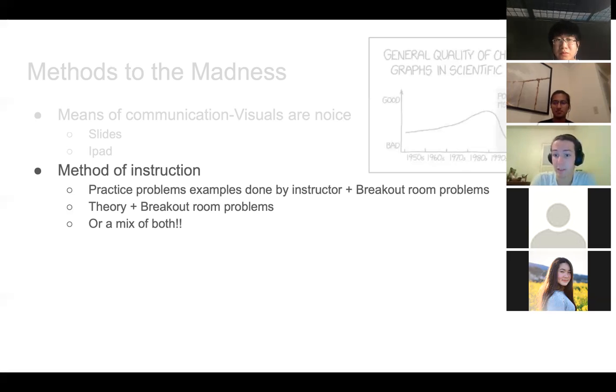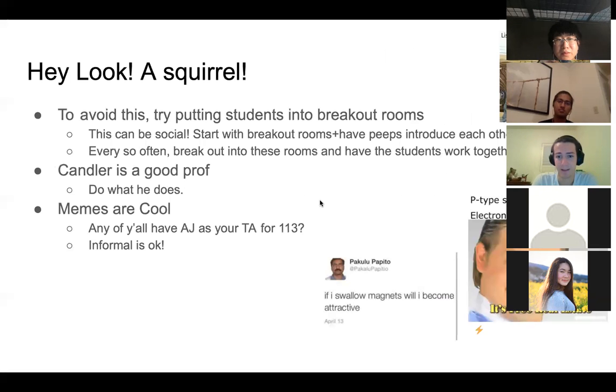And from there, I'll leave it to Cody to give a couple more tips and tricks. Yeah. So sometimes you get distracted. Like, hey, look, a squirrel. So to avoid this, you might want to try putting students in the breakout rooms every so often. It's a good idea to just let the students get to know each other and be social. So maybe the first one is just to introduce each other. And then the ones after that can just be answering a question that you might have prepared, like a practice question. And yeah, as mentioned before, if you ever had Rob Candler, he's a good professor, just do what he does. And memes are pretty cool.